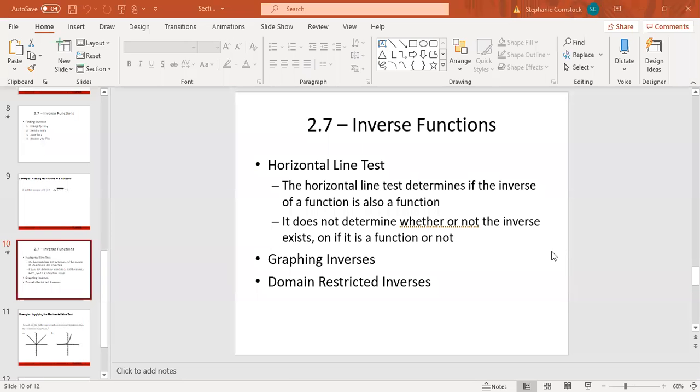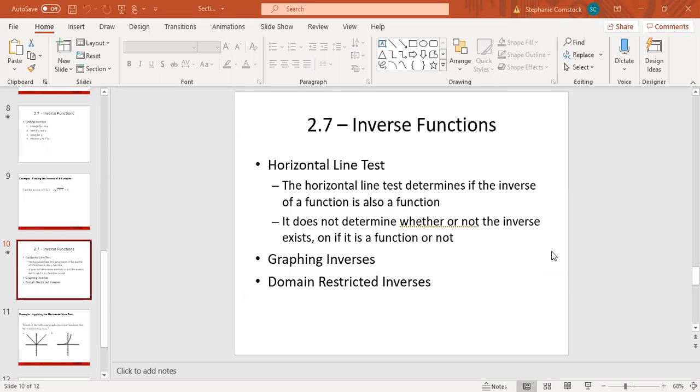Okay, in this section, for this last part of 2.7, we're going to talk about the horizontal line test and then graphing inverses and domain restricted inverses. So the first thing is the horizontal line test. Now, early in one of the earlier sections, we talked about a vertical line test, and that determined whether or not a given graph was a function or not a function. So now what we're going to look at is the horizontal line test.